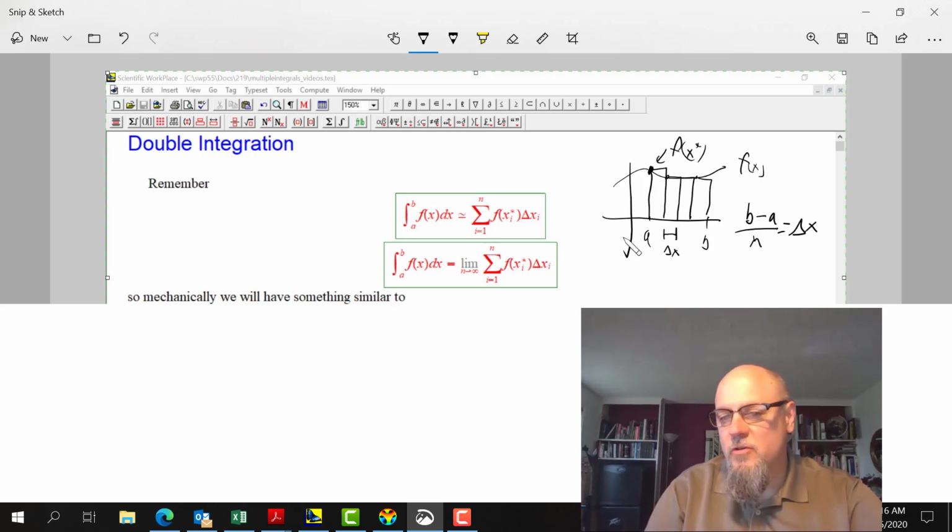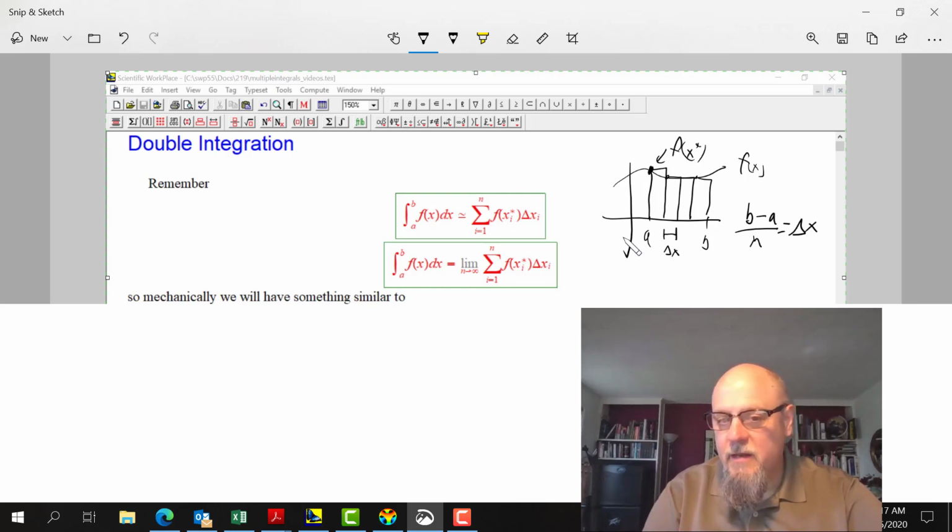In the picture that I drew, they're all on the left-hand corners. But you'll remember we could have chosen right-hand corners or center points. In the end, for an approximation, we had to make a choice about left-hand corner, right-hand corner, midpoint. But when we took the limit as the number of rectangles goes to infinity, as n goes to infinity, the delta x goes to 0.